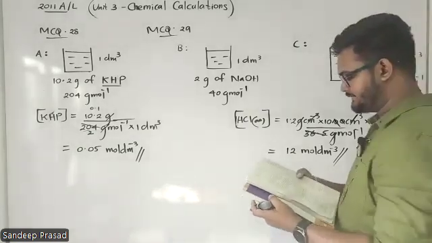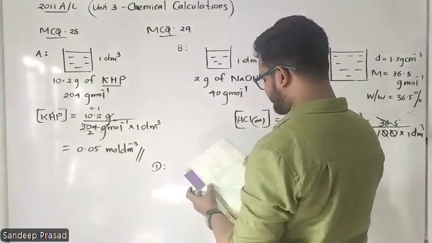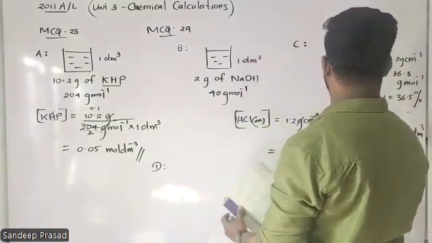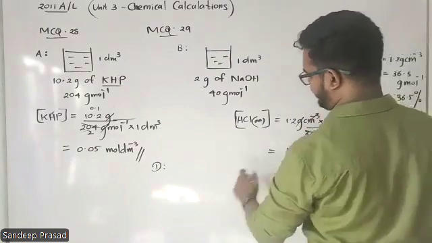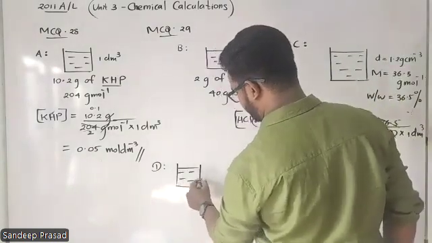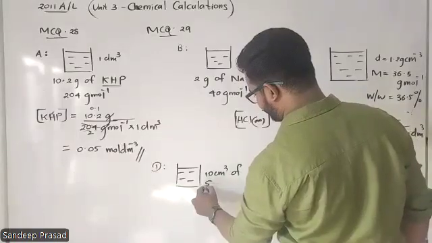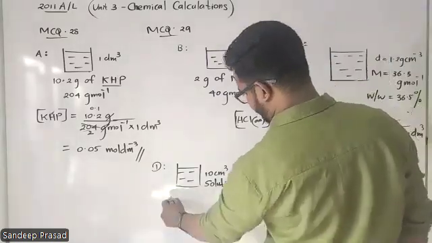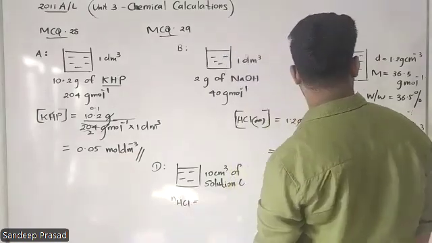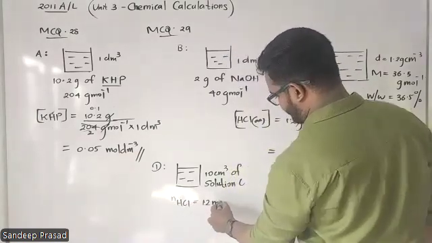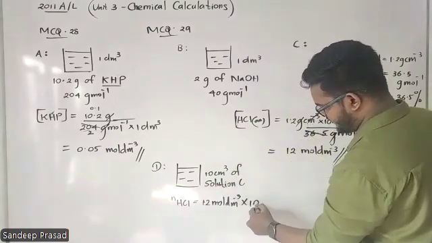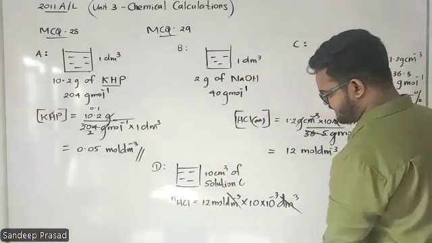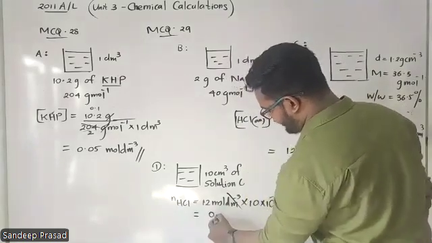Then solution D. Solution D is prepared by diluting 10 cubic centimeter of solution C up to 1 cubic decimeter. They have taken 10 cubic centimeter of solution C. Then students, we can find out the number of HCl moles we have taken from that solution C. Molar concentration is 12 moles per cubic decimeter. Volume is 10 cubic centimeter. That means 10 into 10 to the power minus 3 cubic decimeter. Per cubic decimeter will cancel off. Then the answer is 0.12 moles.